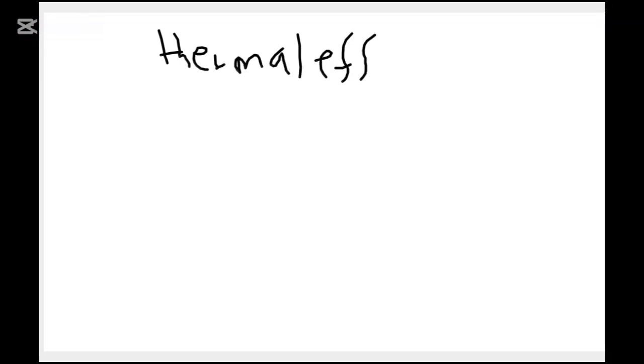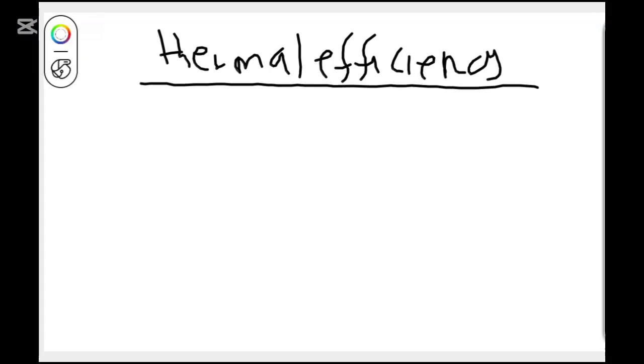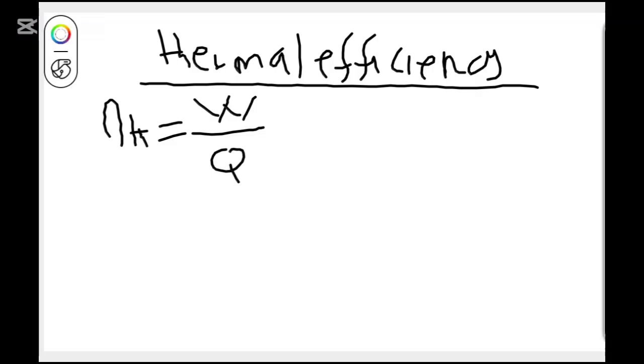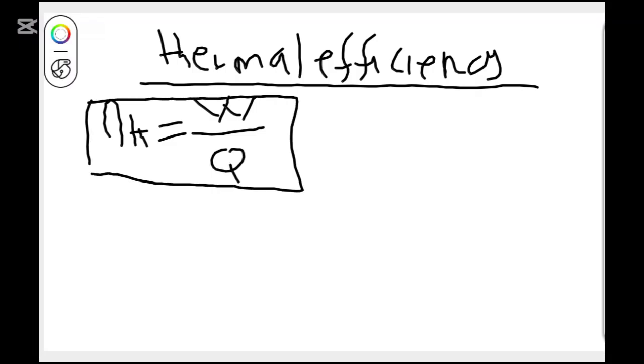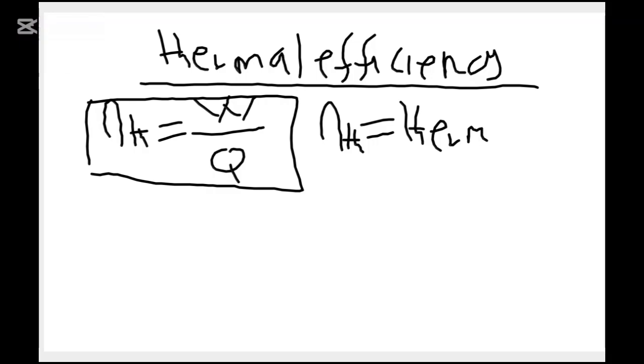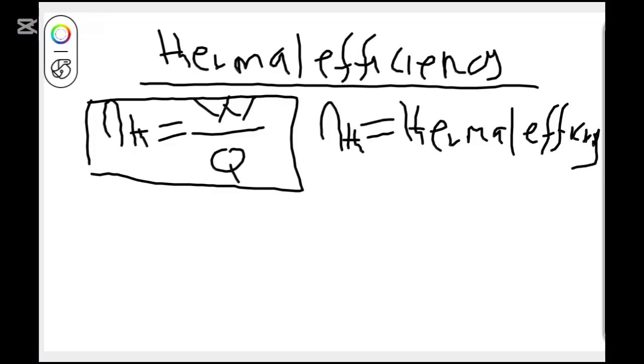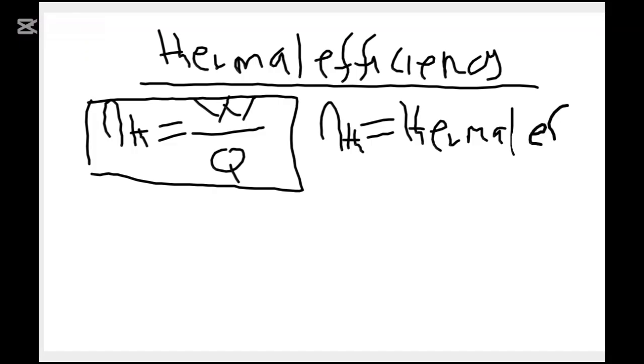The thermal efficiency formula is thermal efficiency equals W by Q. So this is the formula for the thermal efficiency. The η stands for efficiency, sorry, this is efficiency.